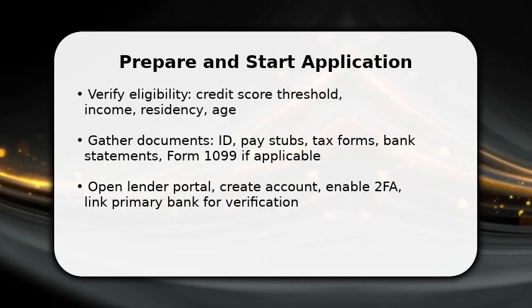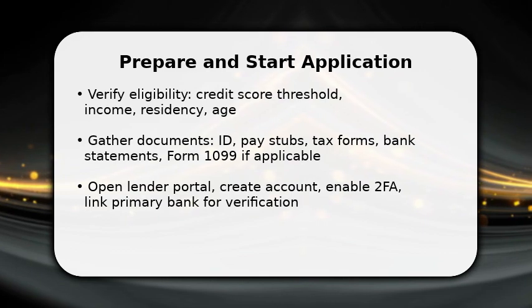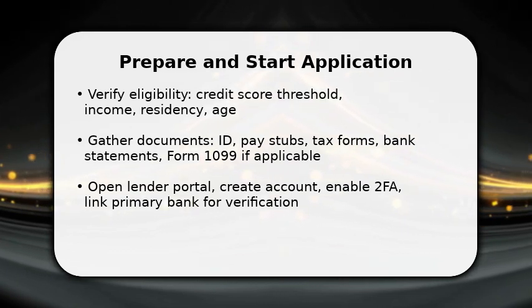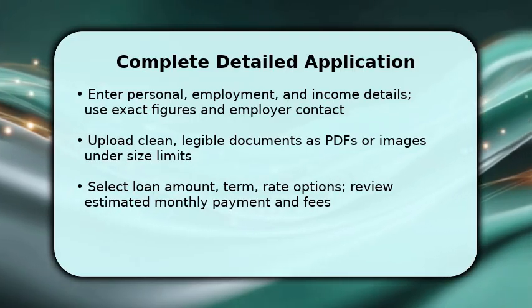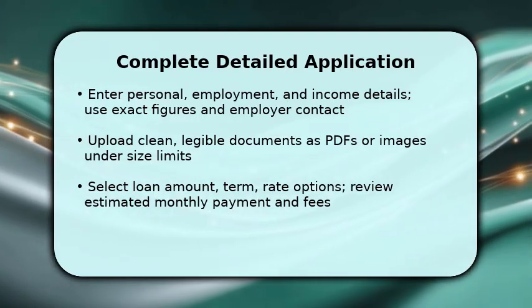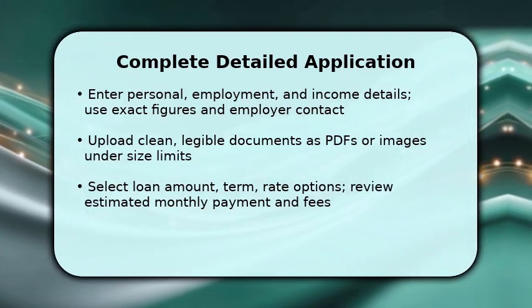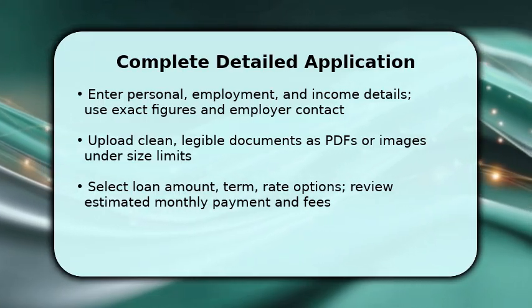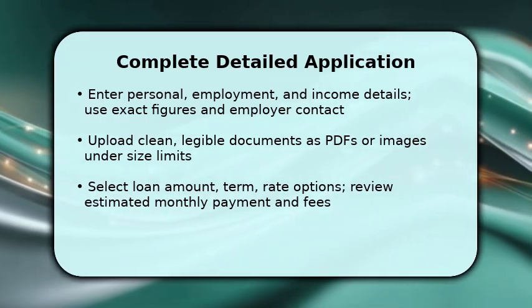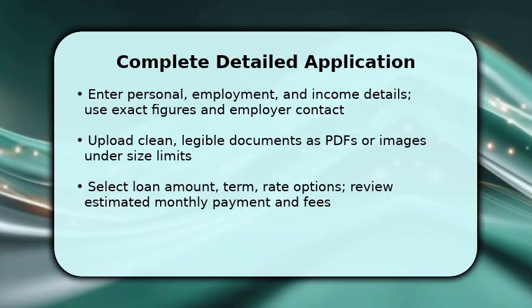Now start the application form, focusing on accurate personal and employment fields. Errors here trigger manual review, which slows approval. You'll now work through the core application sections carefully because the lender evaluates debt to income and stability. Enter exact income numbers, employer contact info, and current liabilities. This reduces verification questions.